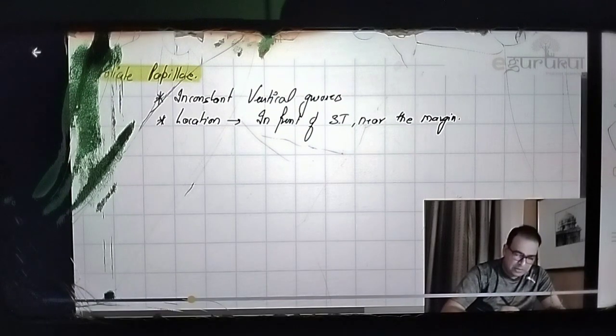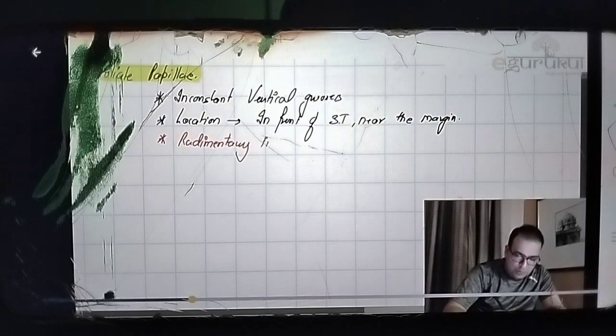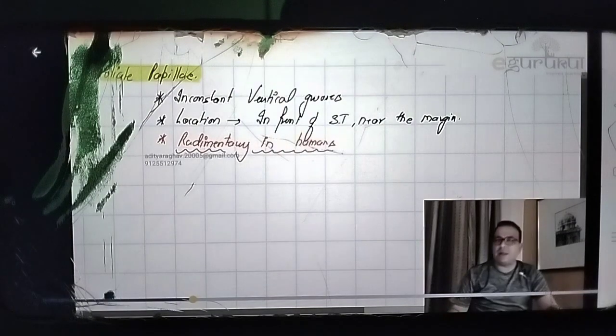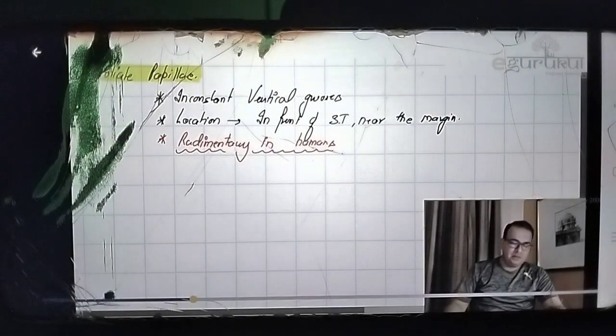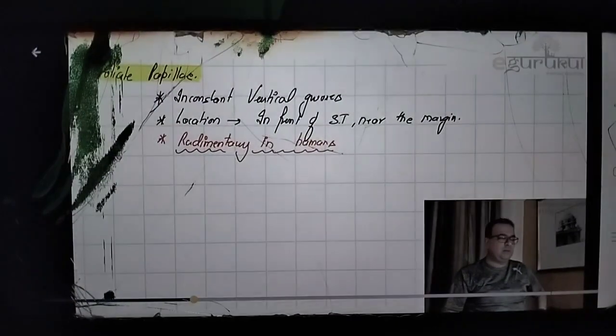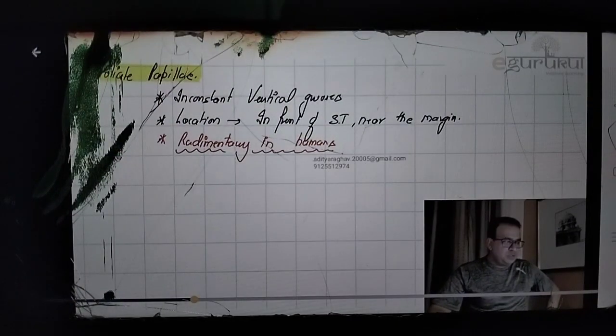As we said, the important point here is that foliate papillae are rudimentary in humans. We don't need them. They are more developed in other animals like rabbit, cow, and buffalo. They can be very well developed in rabbit, but in humans they are just rudimentary. So these are the four types of papillae.